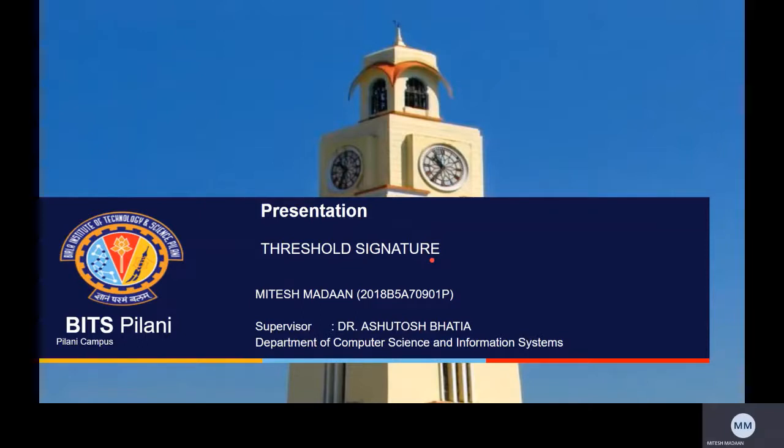Why is it very special, and what is special about it? And then at last we will be discussing another signature protocol and then compare these two.